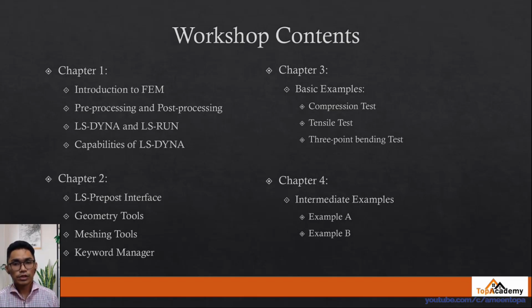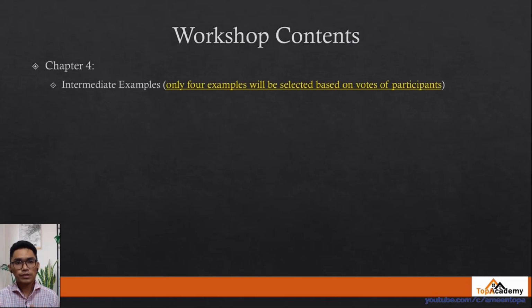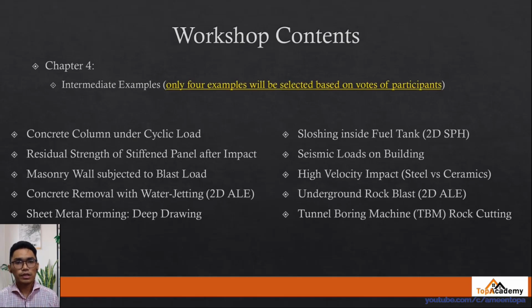And lastly, for chapter 4, we have the intermediate examples. We have actually 4 intermediate examples, example A, B, C, and D. And what are these examples? These examples are yet to be decided. I will be giving some options, and it will be depending on the votes of you guys. So these intermediate examples, as you can see here, only 4 examples will be selected.